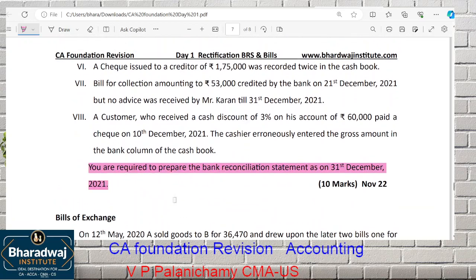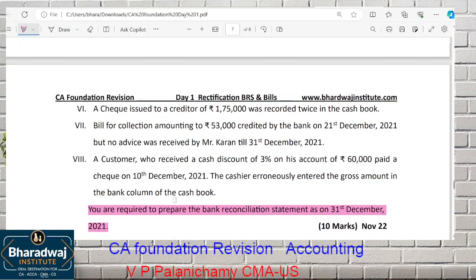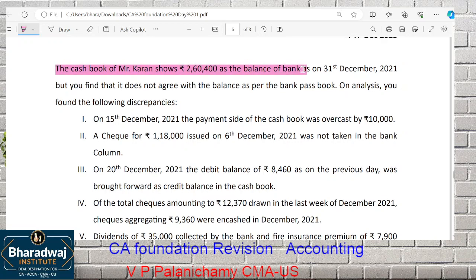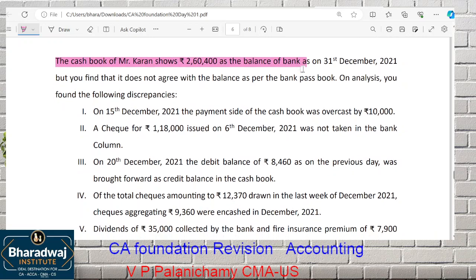They just ask you to prepare which one? BRS. Next question. Do they ask you amended cash book? No. Cash book of current shows 2,60,400 as which one? Balance of bank, which means OD balance or normal balance. If nothing is given, it is which balance? Normal balance. So as per the question, we are given balance as per which one? Cash book. So who are we? Customer. So according to the banker, let us adjust.